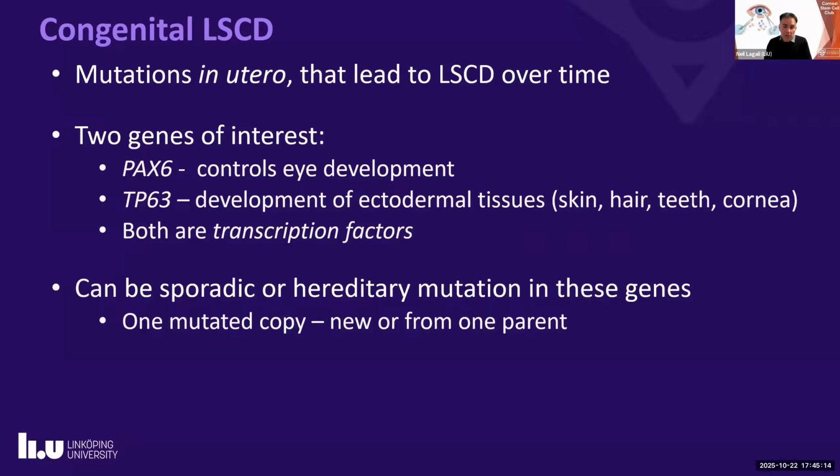And these congenital cases of LSCD can either be sporadic, so they can arise newly for the first time in a family, or they can be due to hereditary mutation in these genes, so that the child can inherit this from one parent, and it's often one mutated copy of the gene that's inherited. And importantly, these congenital cases lead to stem cell deficiency in both eyes, and often it's just as severe in both eyes. So in these cases, the condition can very quickly lead to blindness.